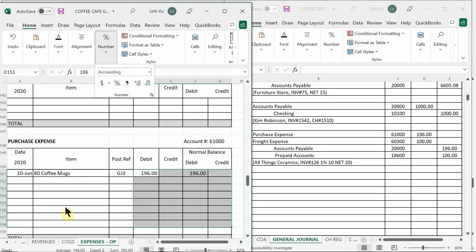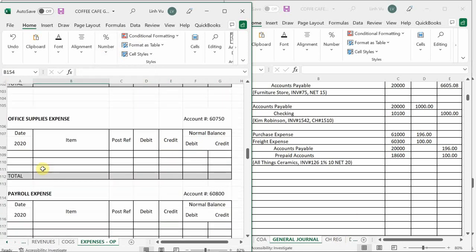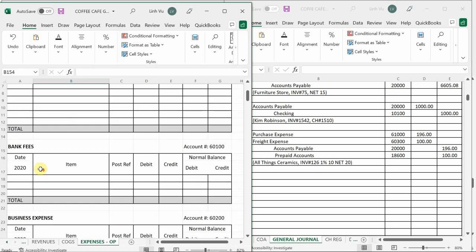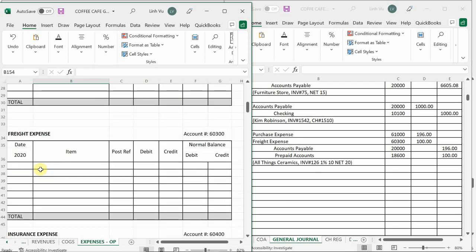We also had to pay for freight. So here you go, freight expense. Shipment of 80 coffee mugs. General Journal 3, and we had to incur $100 for freight, for shipping cost.